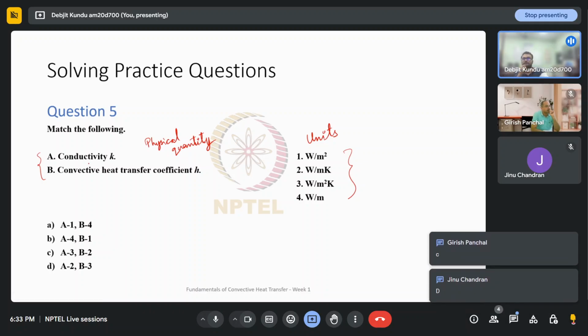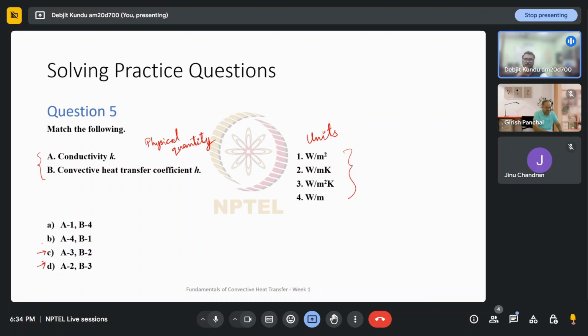Okay, we have two responses, one in favor of option C and one in favor of option D. So it's either A3B2 or A2B3. So we're sticking to 2 and 3. Okay, so one of our options got changed to D again, not C. So let's see if it's correct.